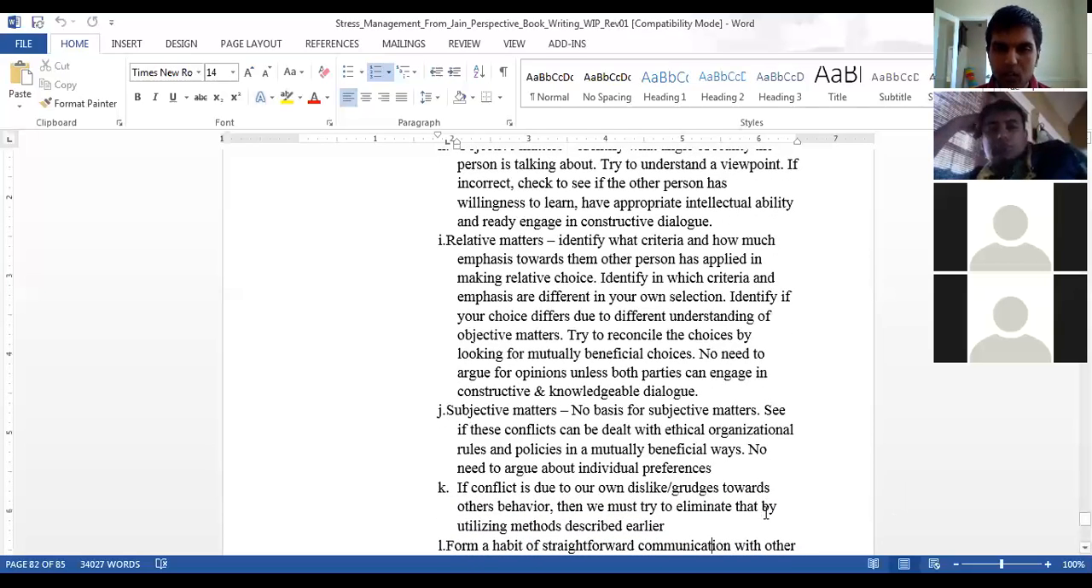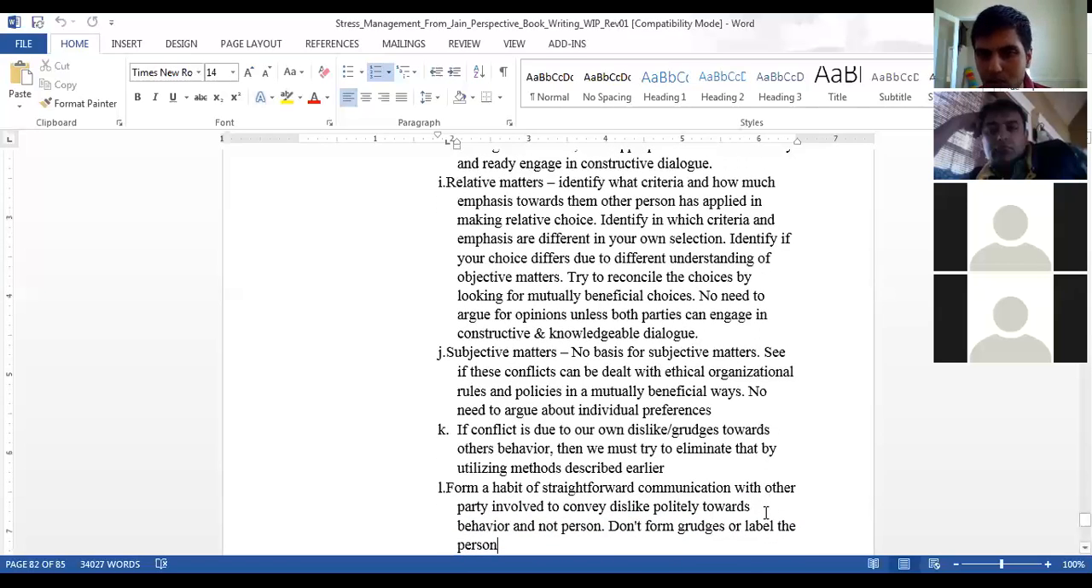And finally, we get to the fourth type of the second category of conflict. If the conflict is due to our own dislike or grudges towards others' behavior, then in that case, first we have to do all the internal preparations that we have talked about, right? A lot of times what happens is we are so irritated due to conflict that when we try to approach the other person, it ends up making it worse. So first we should detach ourselves from that situation. Maybe quietly contemplate, because we are really upset and we have to solve the conflict within ourselves first.